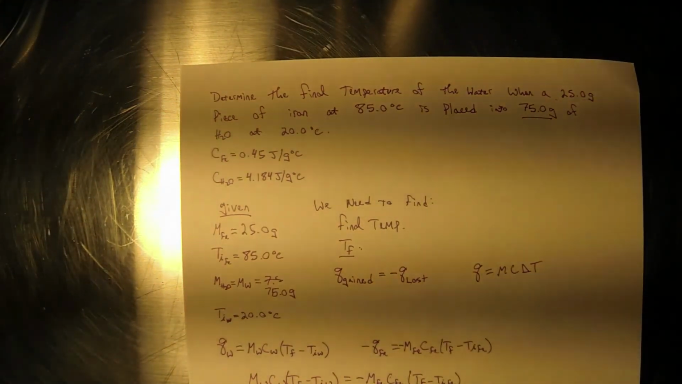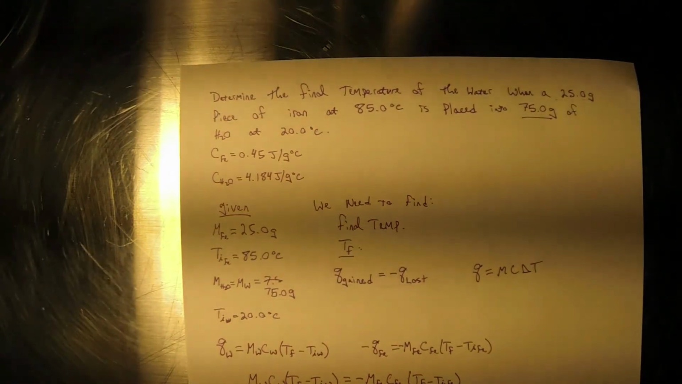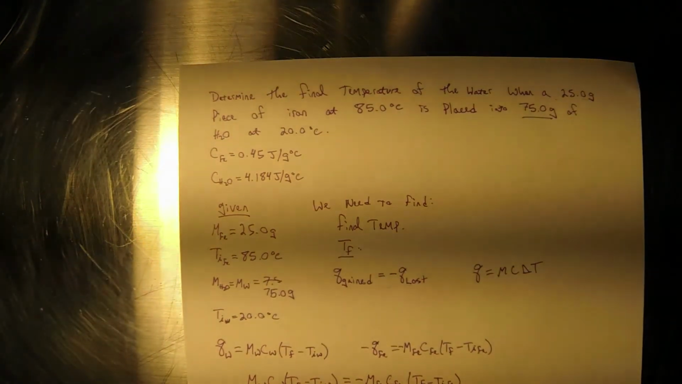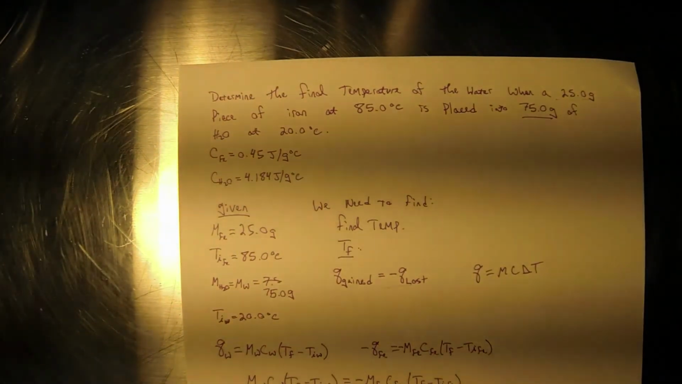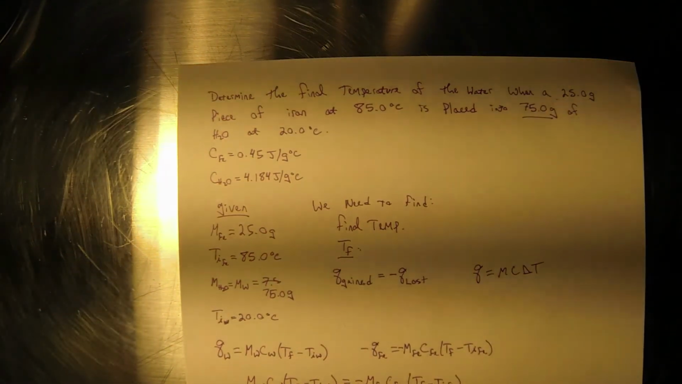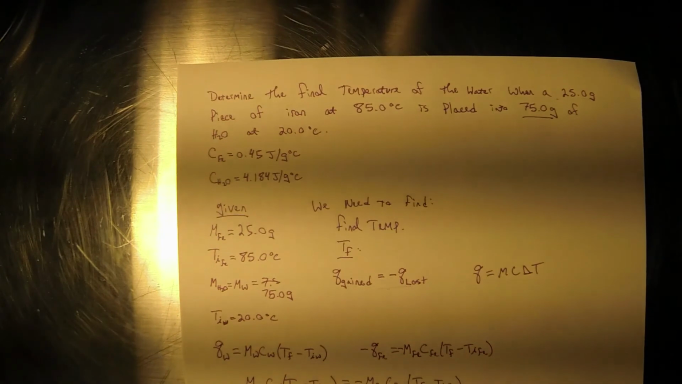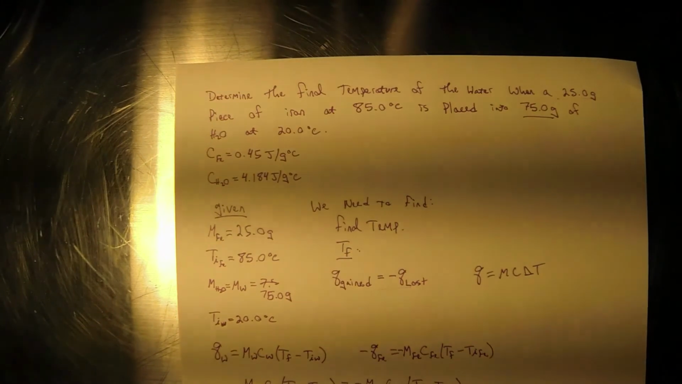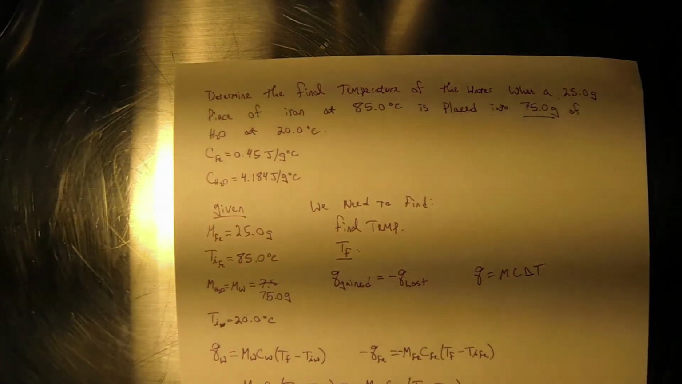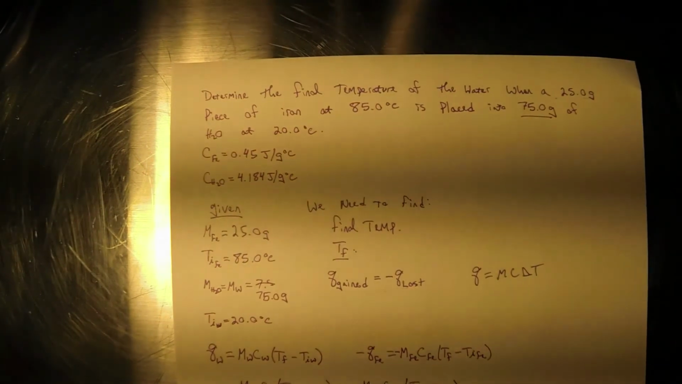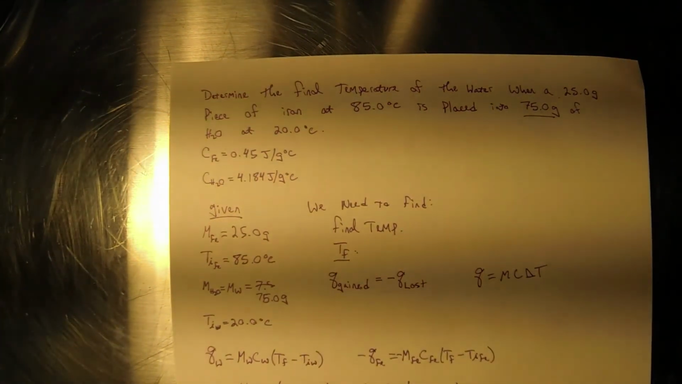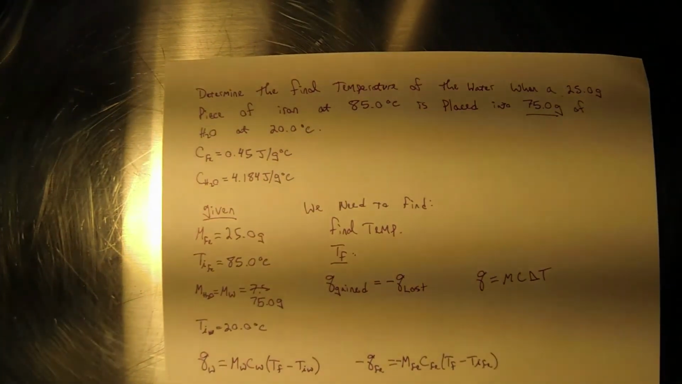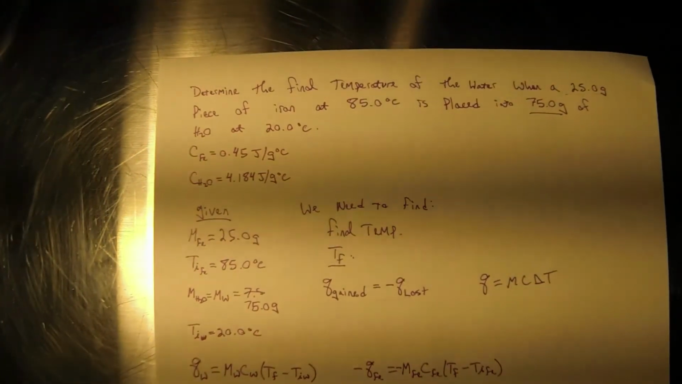So we've got mass of water, C of water, T final, plus mass of iron, C of iron, T final equals mass of water, C of water, T initial water, plus mass of iron, C of iron, T initial of iron, right? Now I want to factor out a T final. T final times quantity, mass of water, C of water, plus C of iron.